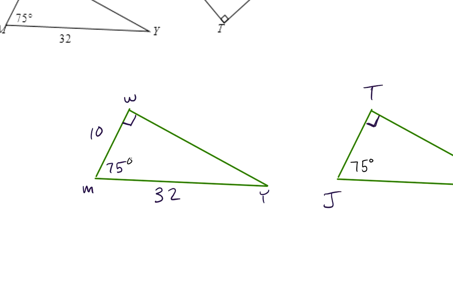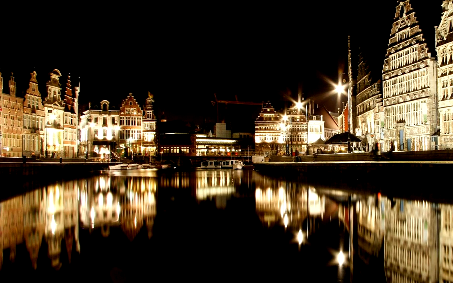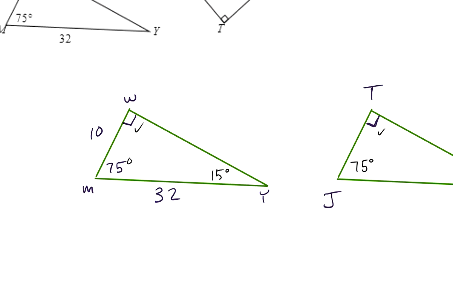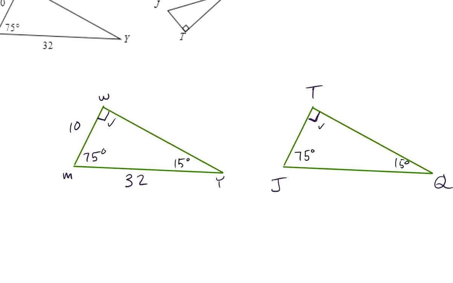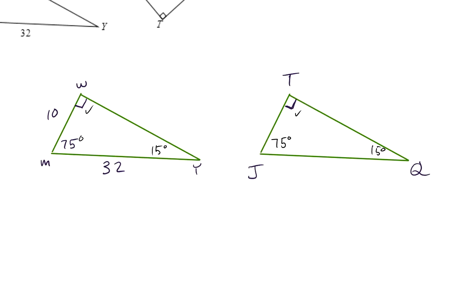Now, if I take 180, take away the 90-degree angles, because these are each 90-degree angles, and then subtract 75, I've got that I need a 15-degree angle at Y. So these are both 15-degree angles. And again, it's called the triangle angle sum theorem. The three angles in any triangle have to add up to 180 degrees.